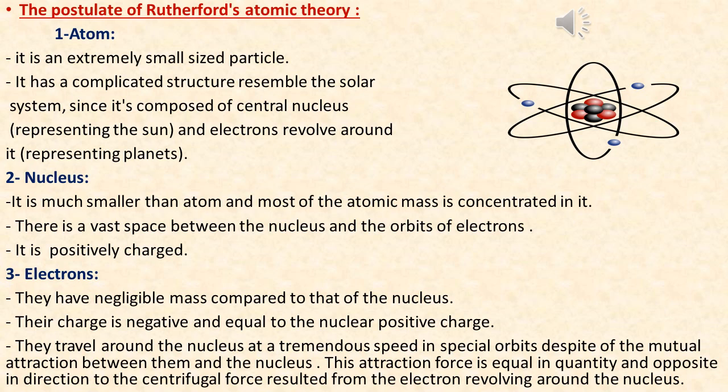Although the electrons revolve around the nucleus, they don't change their orbitals, and they have special orbitals because they have a mutual attraction between the nucleus and the electrons, and at the same time an attraction force equal in quantity and opposite in direction to the centrifugal force, so the electron keeps revolving around the nucleus. Number three, nucleus. The nucleus is much smaller than the atom, and most of the atomic mass is concentrated in it. The positive charge is there, and the electrons rotate around it.